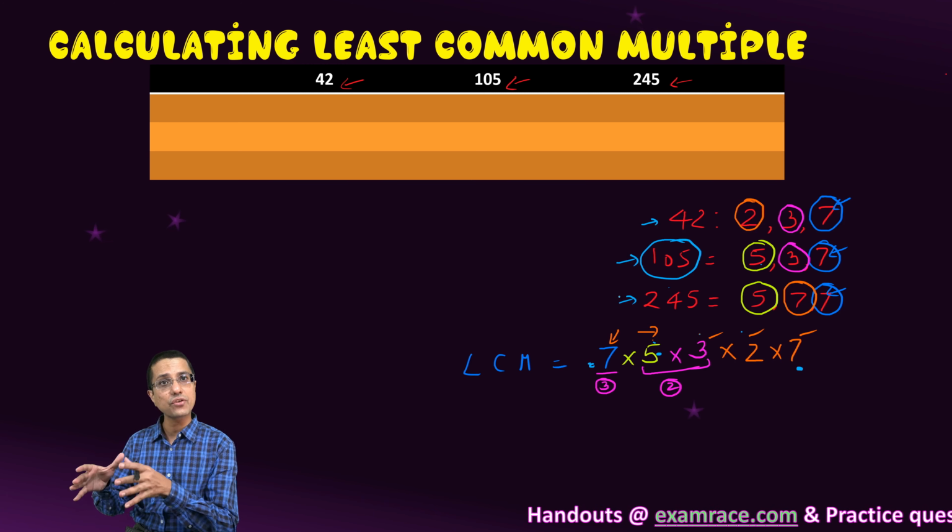Okay, so notice this is the difference again with the HCF. In HCF, we would only choose a number here if it divided all three numbers. In LCM that is not the case. We would choose a number here which divides at least two numbers. So this 5 would divide at least 105 and 245. So we are using 5 here. Then we come on to 105. This becomes 21, and then 245 becomes 49.